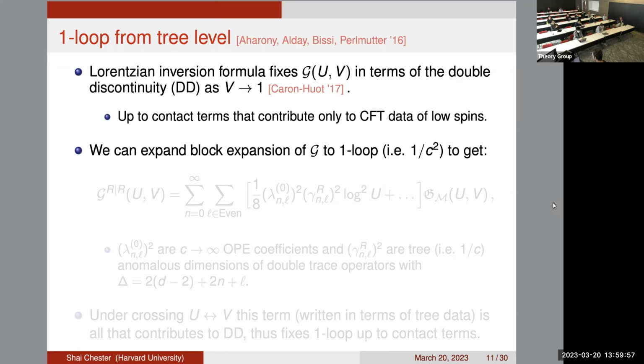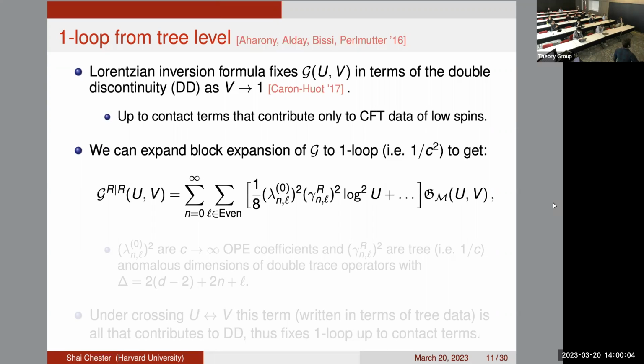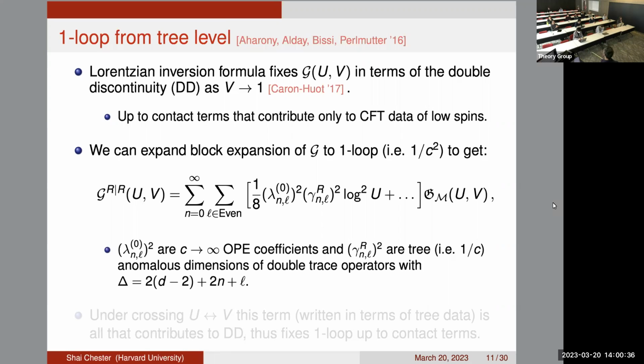But let's apply this Lorentzian inversion formula in this 1/N expansion. If you take the block expansion of your 4-point function, and expand it to 1/c² order, you will see that the only term which has a log squared u term is this term. What's special about this term? The coefficients that show up here are all fixed by tree level and generalized free field theory. In particular, this OPE coefficient squared is for the generalized free field theory. That's what the 0 means. And then the 1 means that this is the tree level anomalous dimension. So even though we're at one loop order, the specific contribution at one loop order is fixed from lower orders. In particular, what is the specific CFT data which is contributing? It is these unprotected multiplets, which in this large N expansion we can think of as double trace operators, which have this scaling dimension, for general space-time dimension.